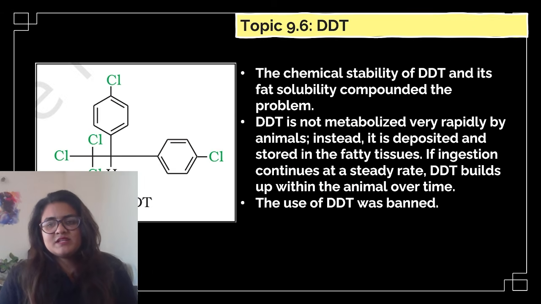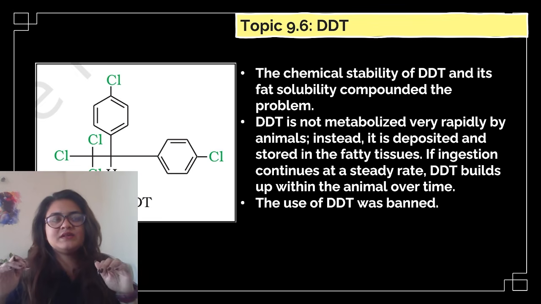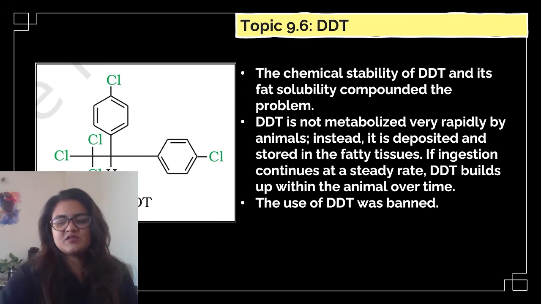The chemical stability of DDT and its fat solubility is the most important problem nowadays in society. It is not metabolized quickly by animals. Instead, it gets deposited in the fatty tissues. If it is ingested continuously at a steady rate, it slowly builds up in the animal's body, right? And that can cause harmful effects to them, even death. That's the reason the usage of DDT is nowadays banned.